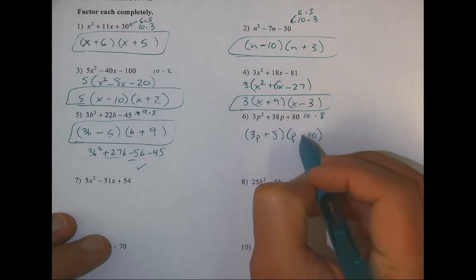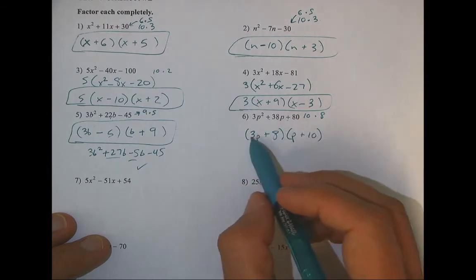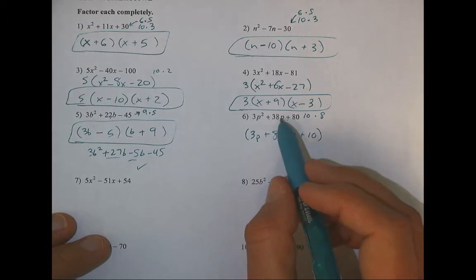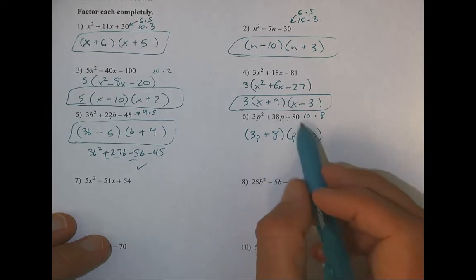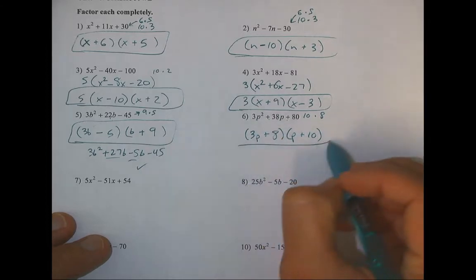They're all positives, so I'm just adding it. Double check. 30p and 8p is 38p. These create the 80, these create the 3p squared, and we're good to go.